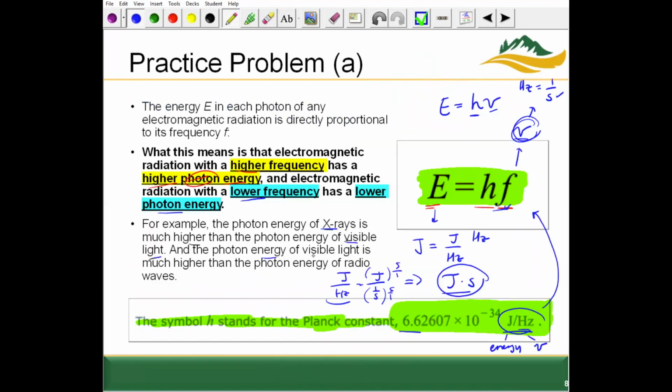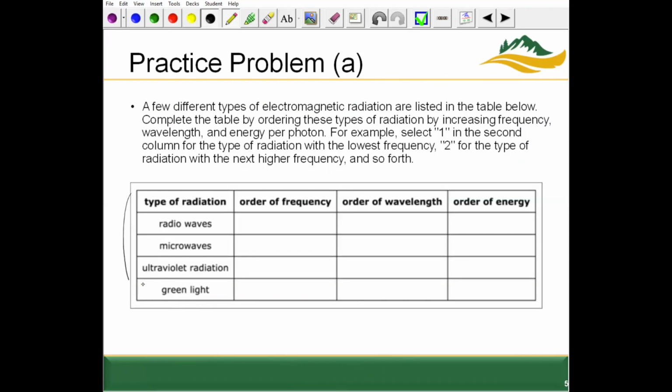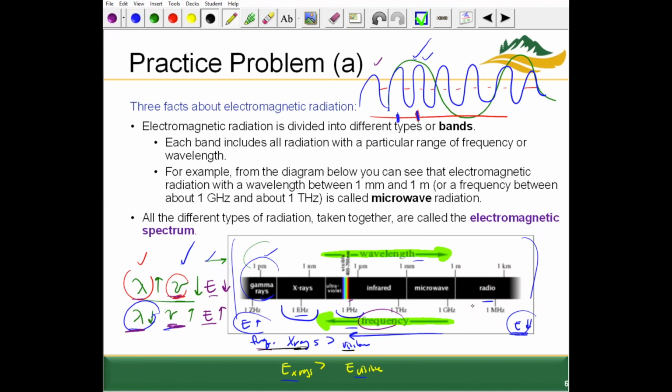Then the energy of visible light is much higher than that of radio waves, again for the reasons I just mentioned. So in solving our problem, I'd probably lay out something like this, where I'm showing the longer wavelength, the smaller frequency, the smaller energy. Over here, a smaller wavelength, a greater frequency, and a greater energy. Let's place each one of these on this range. So we have radio, micro, green light, then UV radiation is here.